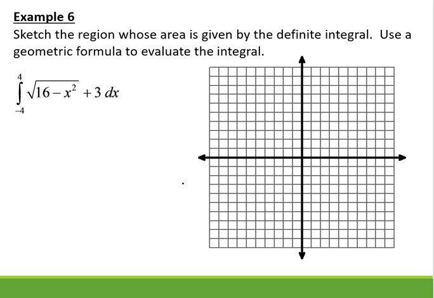This is a circle with a radius of 4. It's technically actually a half circle because I have that square root function that shifted up 3 units. So it's a circle centered at 0, 0 with a radius of 4, but I've shifted that up 3 units. 1, 2, 3. So I have 1, 2, 3, 4. 1, 2, 3, 4. 1, 2, 3, 4.